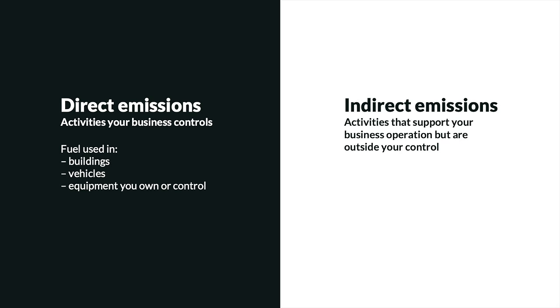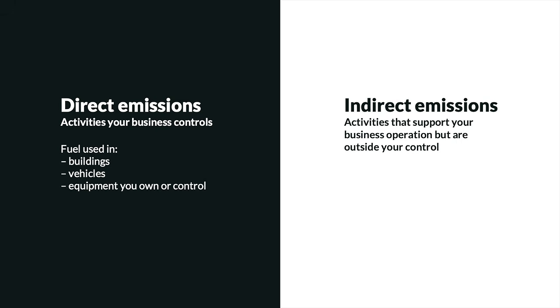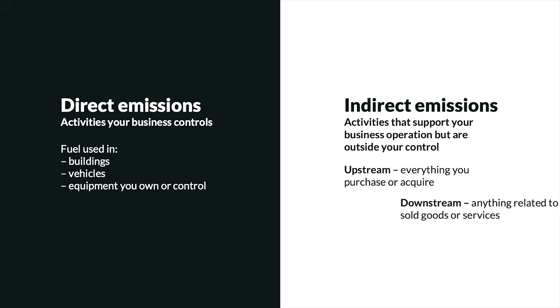Whereas indirect emissions include things like purchased electricity, which although your company purchases, it's produced off-site at the electricity plant, so it's an indirect emission. So indirect emissions can further be broken down into upstream, everything your business purchases or acquires, and downstream, anything related to the sold good or service that you produce.